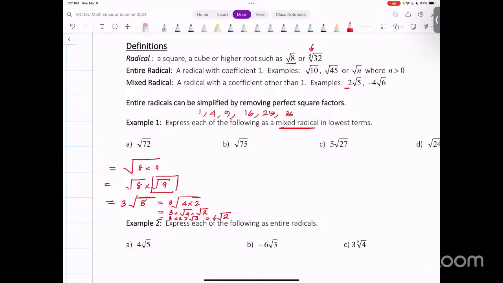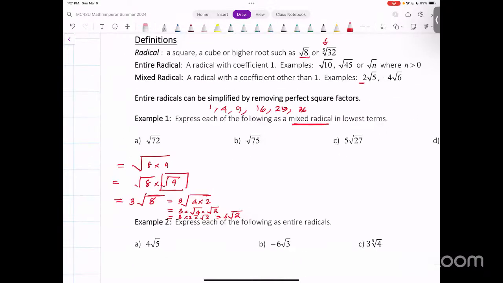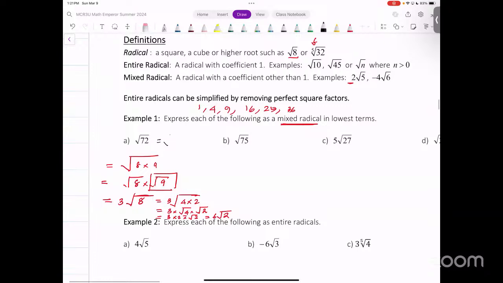Now, this is absolutely correct. But if you're good with the numbers, you can actually rewrite this as 36 times 2, isn't it? 36 times 2 is 72, isn't it? That's therefore square root of 36 times square root of 2. What is square root of 36? 6 root 2. Okay.